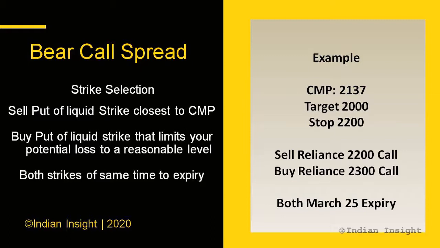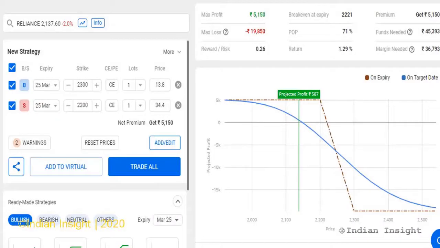For the buy leg of the bull call spread, you can buy the call option of a strike that limits your loss to a reasonable level. In this case, we have bought the 2300 strike call option. Now let's see the payoff diagram to understand the risk and return when we take the trade with this strike selection. Here we see that the 2200 strike call is worth 34.4, while the 2300 strike call is worth 13.8.